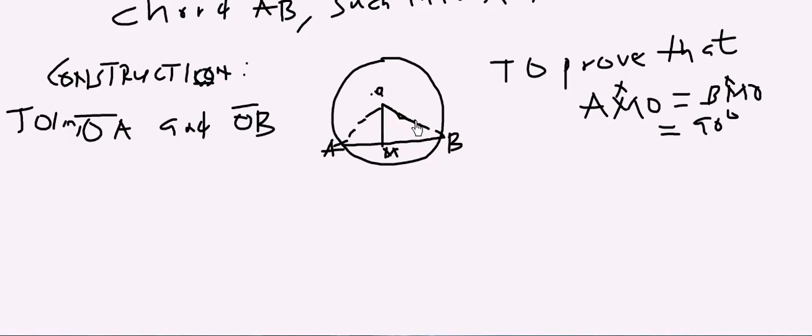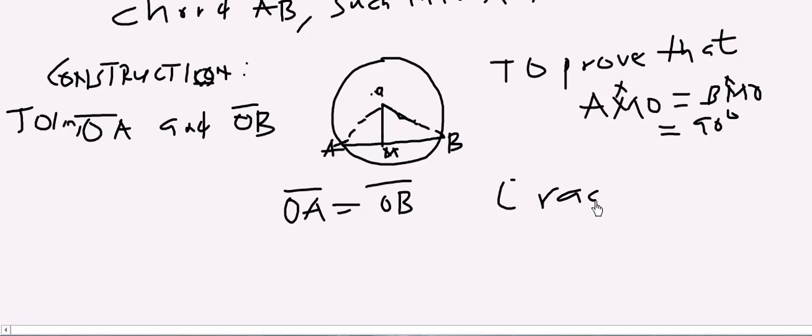That's the construction. To be able to prove this now, after doing that construction, the first thing we'll look at is, we know that OA is equal to OB. What's the reason for that? Simply because that's the radius of a circle. A line from the center of the circle to any point on the circle is called the radius. From here to here is the radius. From here to here is also the radius. So we have radii. That's the reason for that. OA is equal to OB because they are radii.